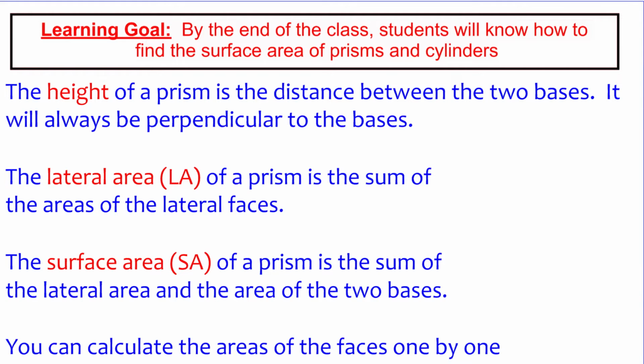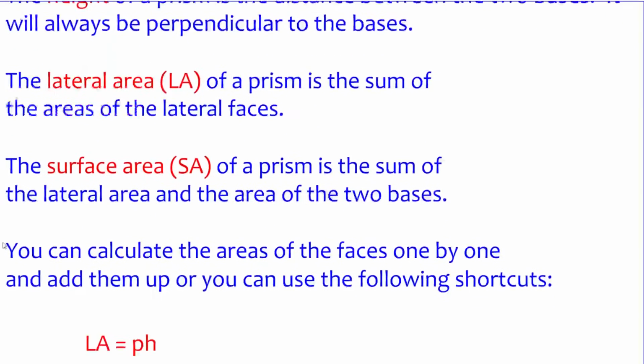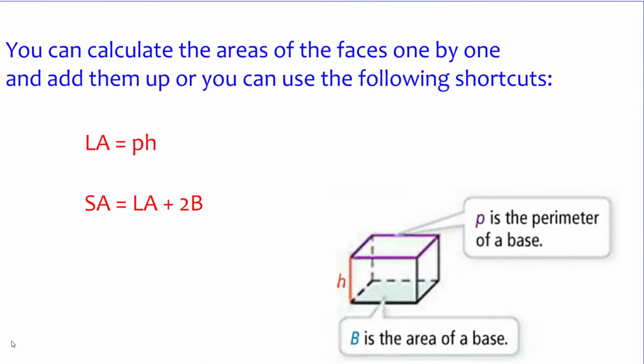Lateral area is just the measure of the lateral faces, which is the sum of the areas of all of those rectangles. The surface area is going to include not only those rectangles, but also the two bases, the top and the bottom. So here are some formulas. To measure the lateral area of a prism, you take the perimeter of the base times the height of the prism. We'll get into the details about that. And if you want to measure the surface area, just like the definition says, take the lateral area.